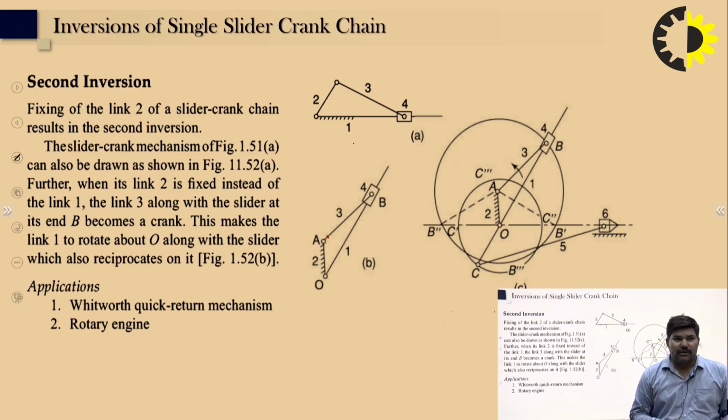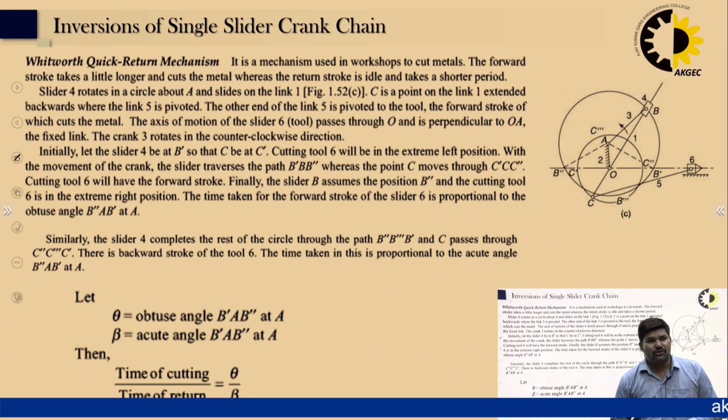In this case, in the slider crank mechanism, link 2 is fixed instead of link 1, and link 3 along with the slider, at the end of B, becomes a crank. So it makes link 1 rotate about O, with the slider which also reciprocates. These types of applications are used in the quick return mechanism or the rotary engine. You can see here the application of the quick return mechanism.